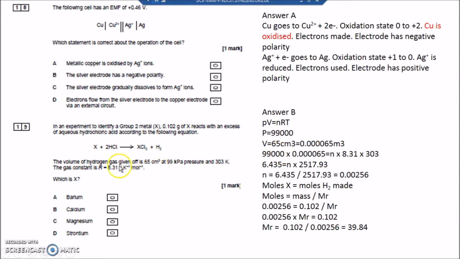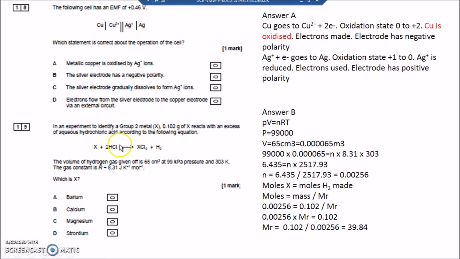Okay, what's next? I've got the temperature in Kelvin, 303, so I'm good. So PV equals nRT: pressure is 99,000 multiplied by volume 0.00065. N is the number of moles, which I don't know. 8.31 multiplied by 303 for the temperature. So 6.435 when I multiply these two together is n multiplied by 2517.93. Always useful to multiply your numbers out first, then you don't make a mistake. Then n is 6.435 divided by 2517.93, which is 0.00256 moles of hydrogen.